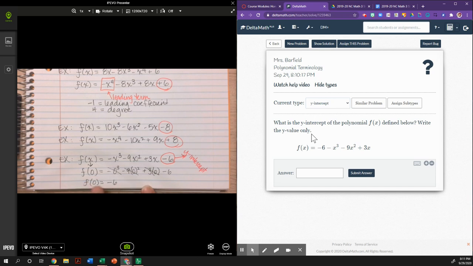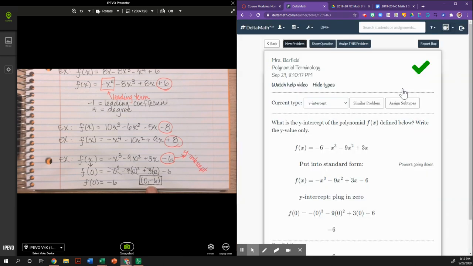So this is actually a point on the graph. This graph crosses the y-axis at the point (0, negative 6). If you don't believe me, check it in Desmos. Type this in, and it will cross the y-axis at negative 6. That's why they're saying they want the y value only. They don't want the full point, they just want the actual y value. So negative 6. Submit my answer, and there we go.